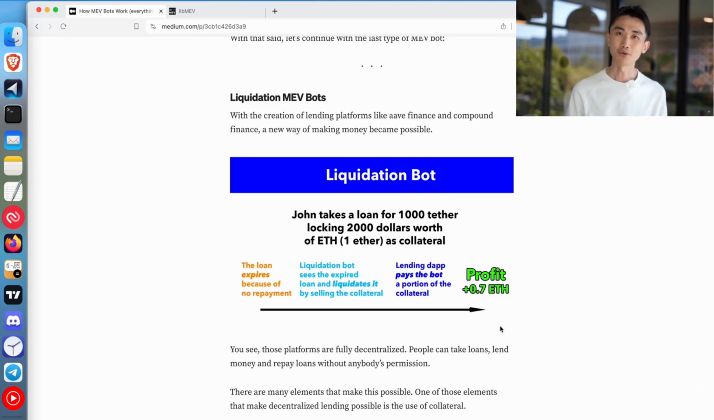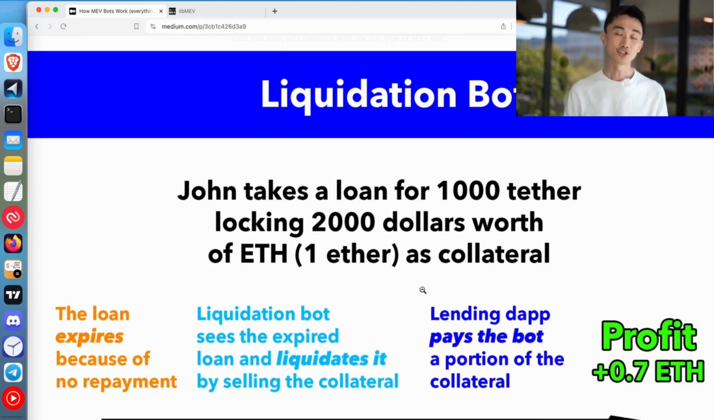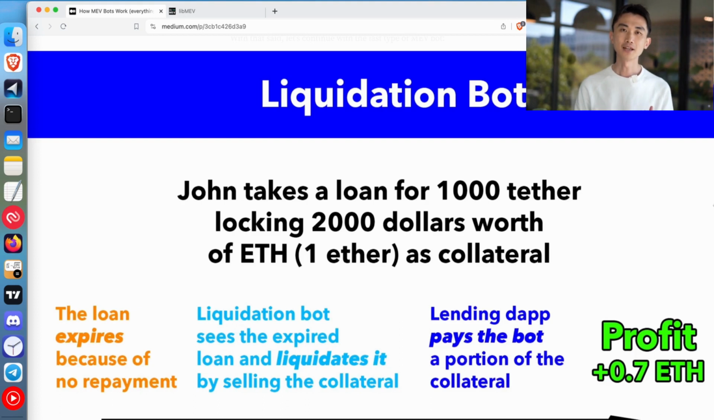This one is less popular. Not many people are executing liquidation bots, but the functionality is the following. John takes a loan for 1,000 Tether, locking $2,000 worth of Ether as collateral. As you know, with a crypto loan, you need to put some collateral deposit, some crypto, so that you can borrow other crypto. And the value of that deposit, the collateral, needs to be higher than what you borrow. That's the guarantee. Your collateral is guaranteeing your loan.